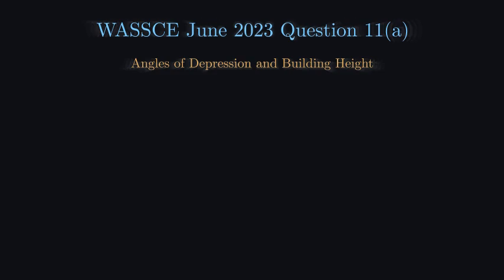Today, we are solving WASSCE June 2023 question 11a. This is an angles of depression question involving two buildings.